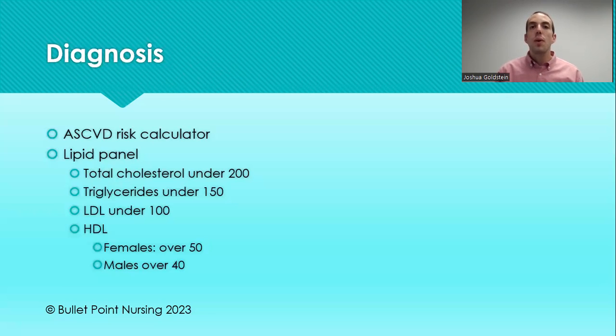So total cholesterol, we want that to be under 200, triglycerides under 150, LDL under 100. You may see some guidelines that say your LDL should actually be under 70 in a patient that has diabetes or existing cardiovascular disease. And finally, we have HDL. That is what's commonly referred to as the good cholesterol. And that we want in females for it to be over 50 and in males for it to be over 40.